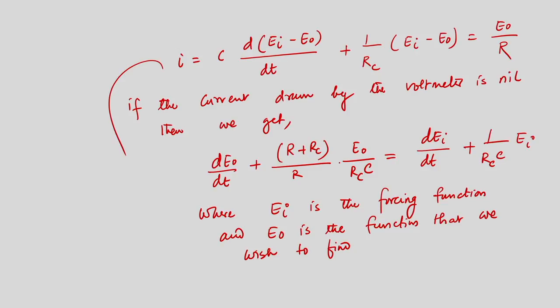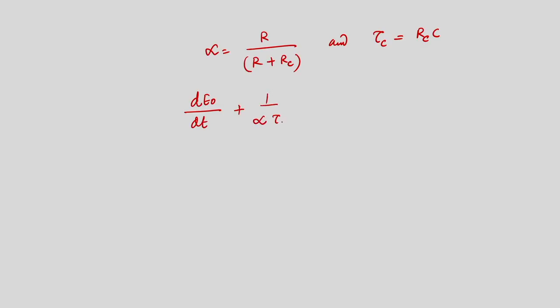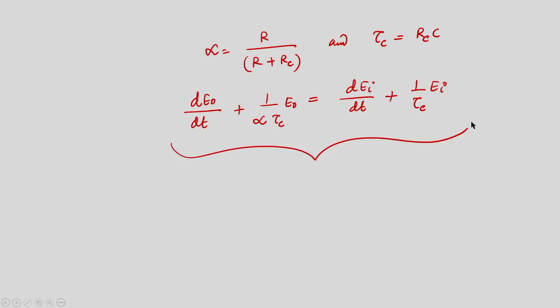Now, we can simplify this equation if we consider that alpha equal to R upon R plus RC and tau C equal to RC into C. We are doing this for the sake of simplicity in the analysis. Then we can write the equation as dE naught by dt plus 1 upon alpha tau C into E naught will be equal to dEi by dt plus 1 upon tau C into EI, right. So, this is the equation we need to solve, where EI is the forcing function and E naught is the function that we wish to measure.